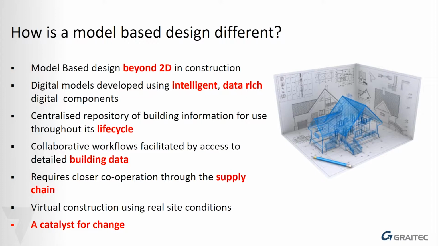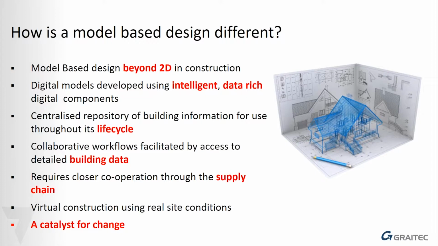These digital models are intelligent, they've got data-rich components. So for instance, if I was to select a door or a window, we can find out everything we need to know. We could find out who supplies that window. We could find out what the finish was on that window. Is it UPVC? Is it a hardwood window?